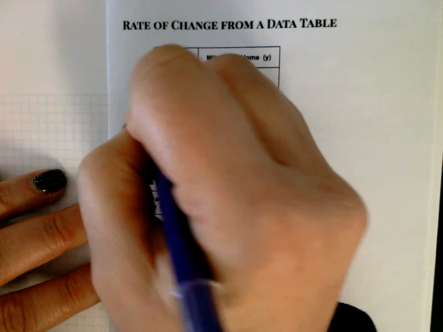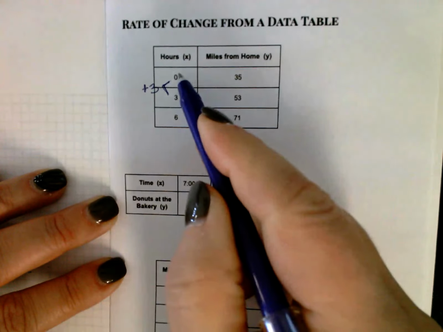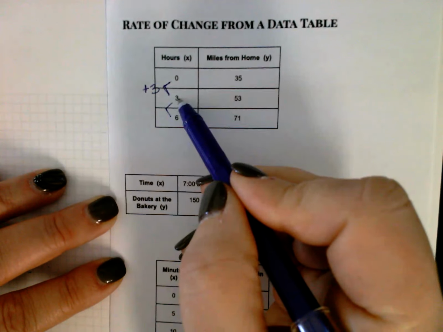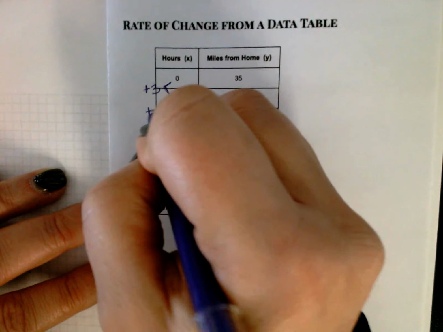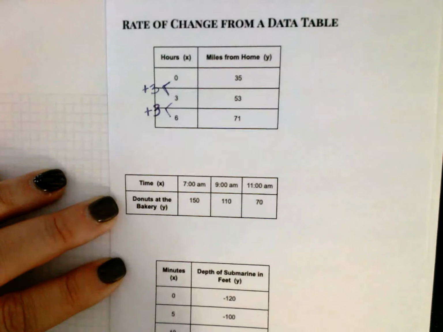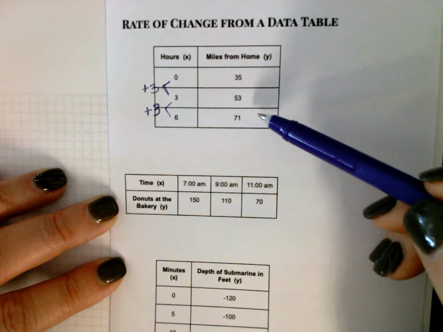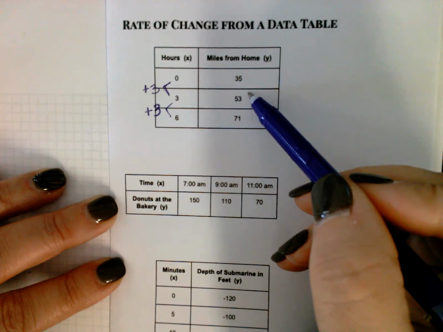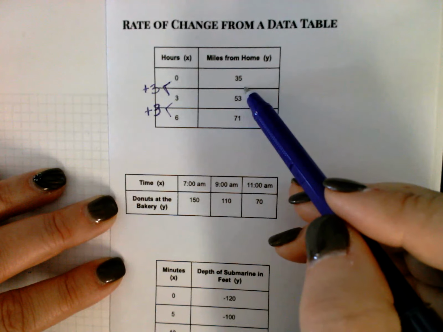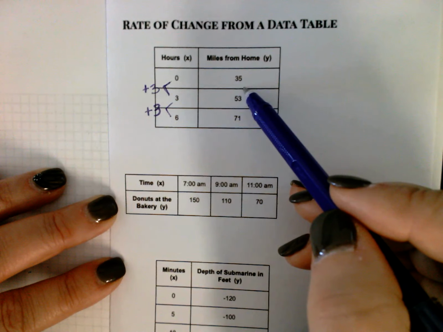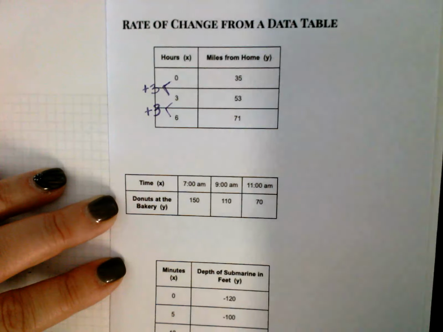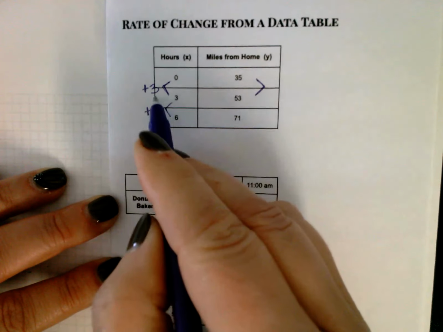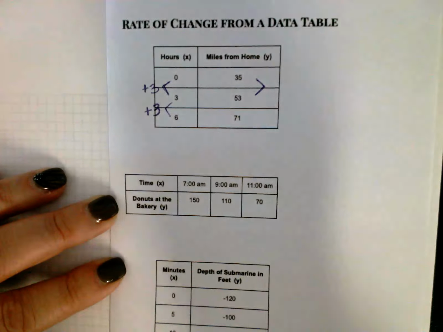So this would be a +3 to go from 0 to 3. We add 3 to go from 3 to 6. We add 3 again. When we look at the y's, this person did not start at home because I know at time 0, they are already 35 miles from home. So after 3 hours of traveling, how far did they get?